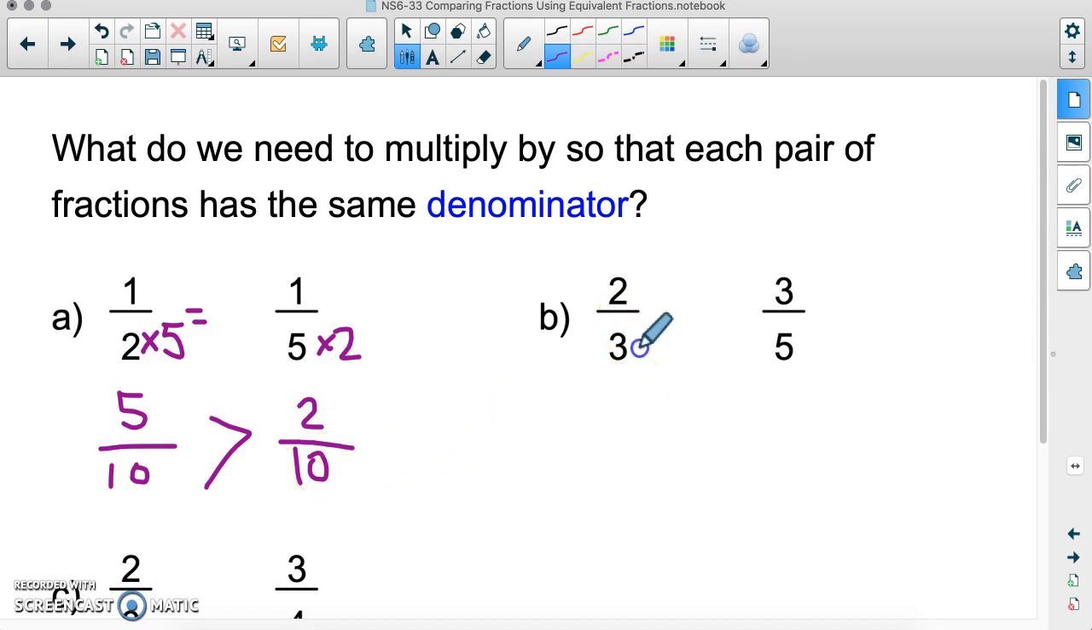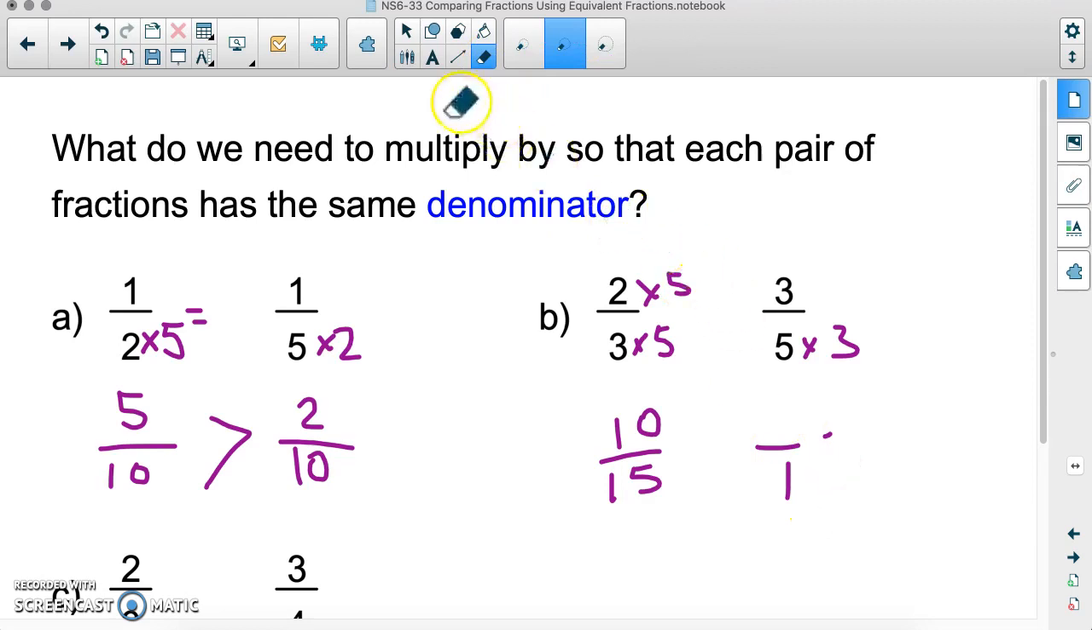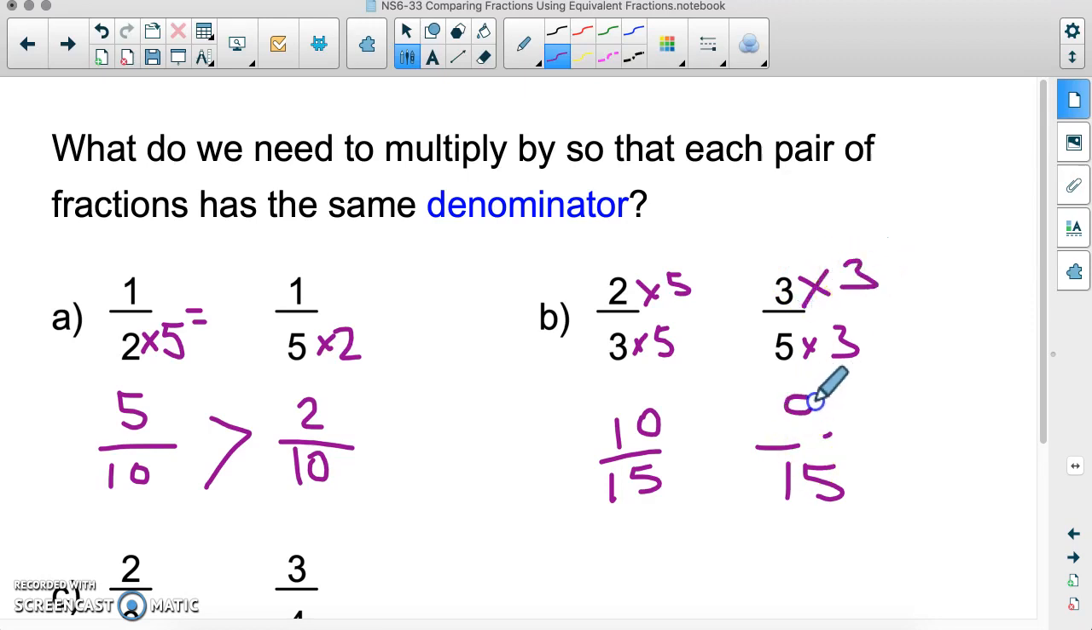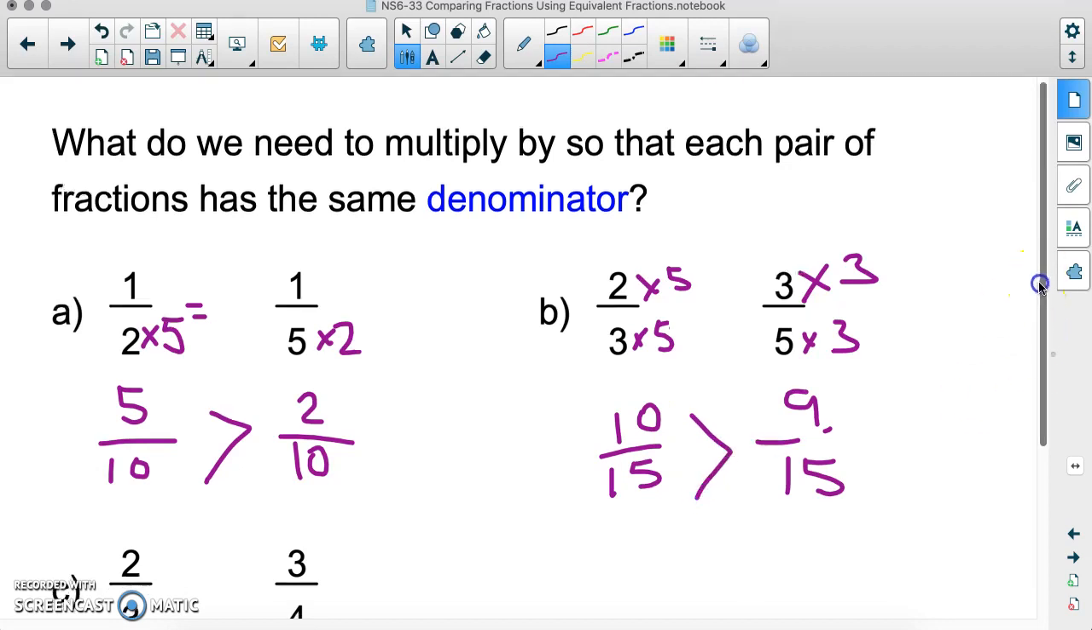So for B, we're going to flip the denominators, multiply by 5, multiply by 3. We're going to get a denominator of 15. What you do to the bottom, you do to the top. So if I'm multiplying by 5 here, I need to multiply by 5 here. So 10 over 15. And then on this side, we're multiplying by 3. That should be a 5. So multiply this by 3, which means 9. So now I can say that 10/15 is greater than 9/15.